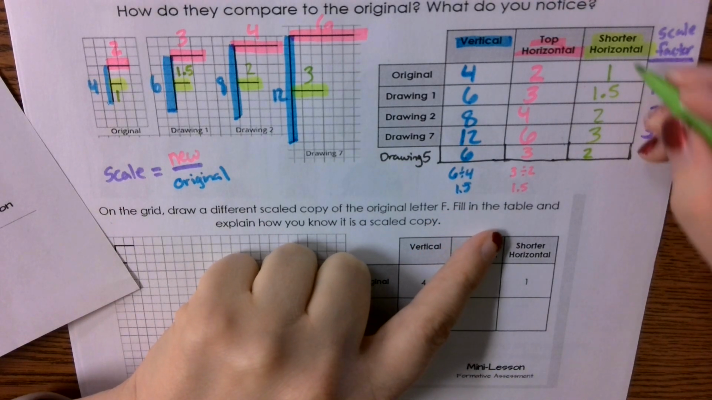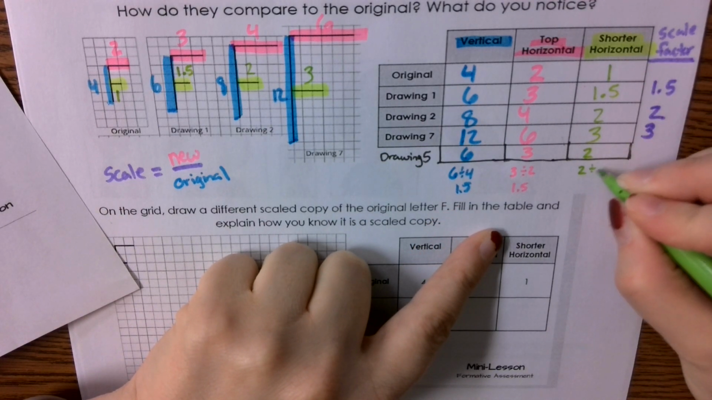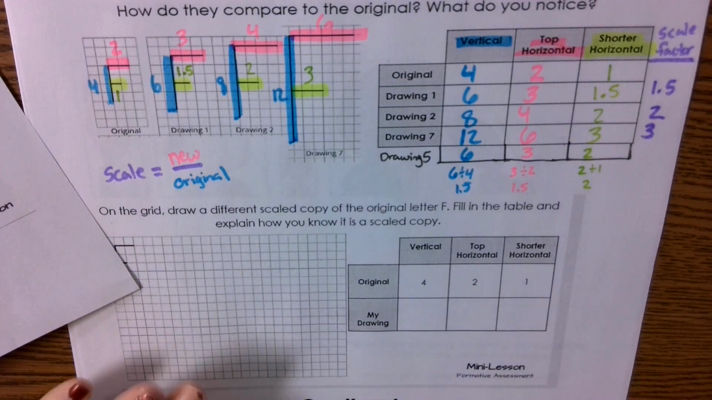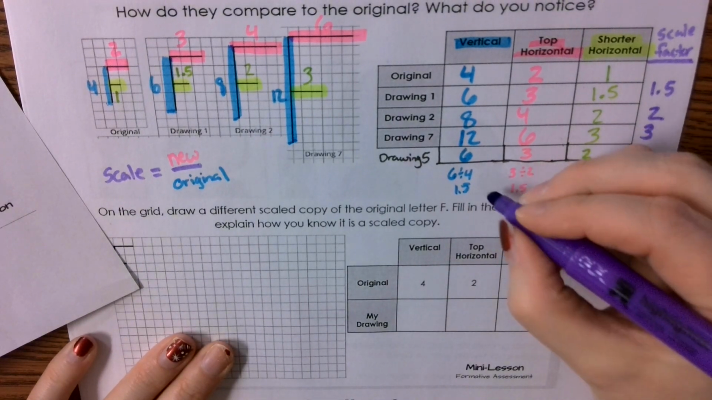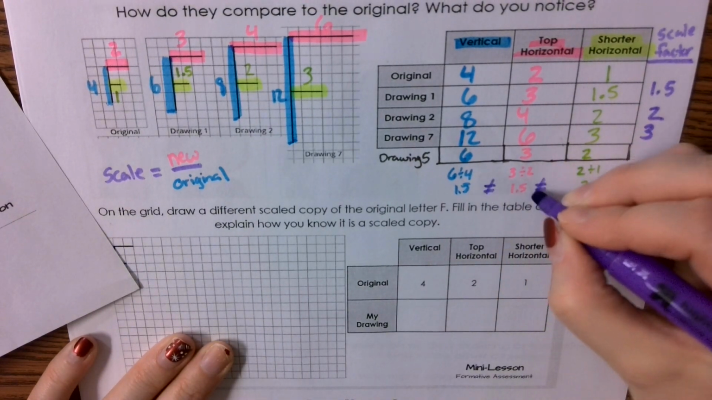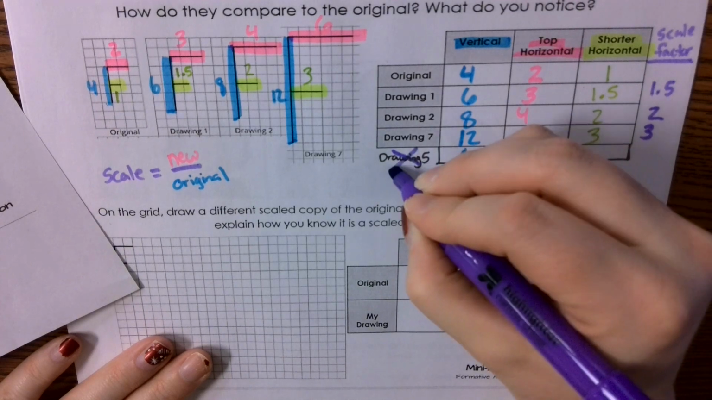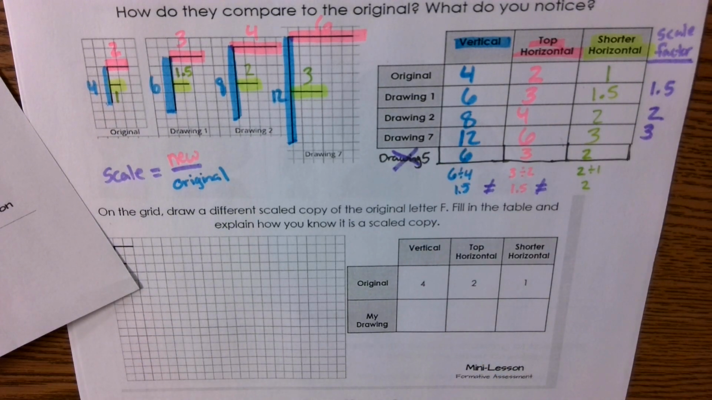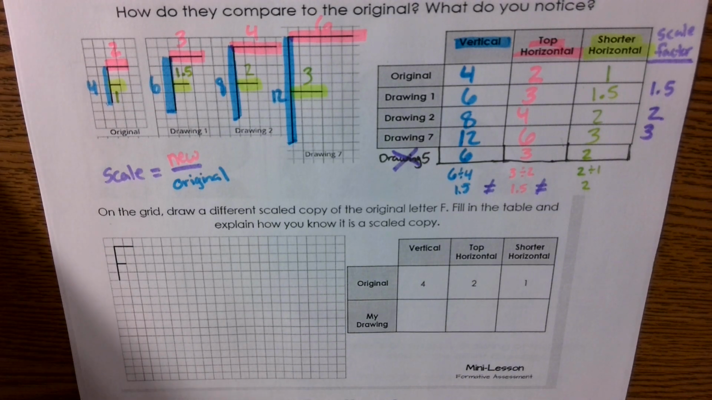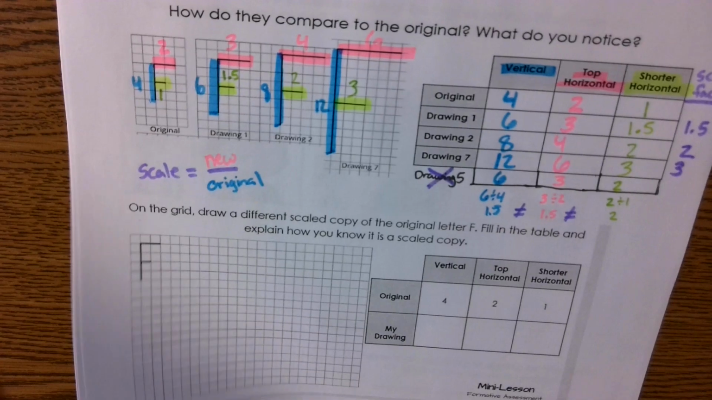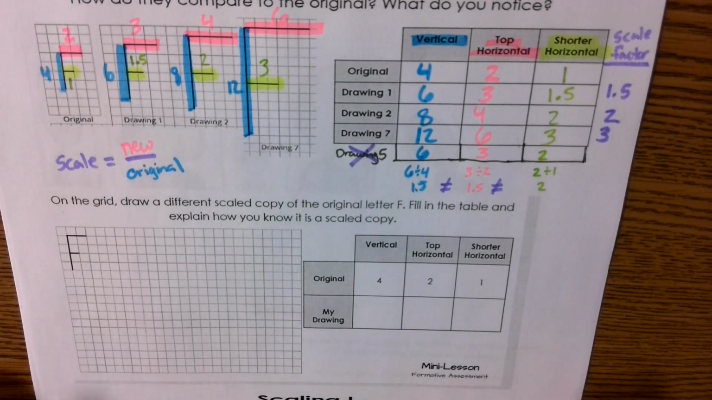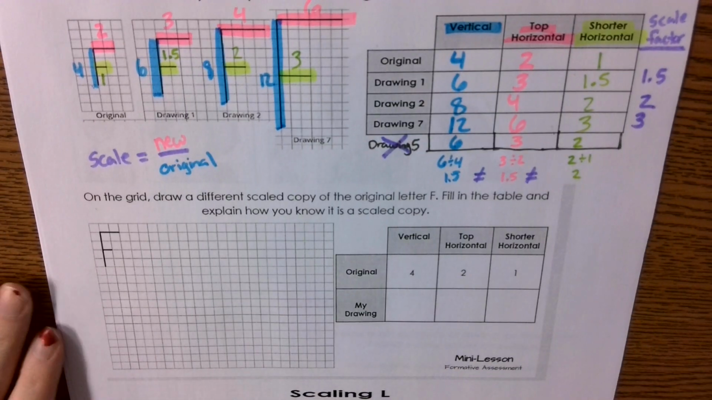But then when we get to the shorter horizontal, we do 2 divided by 1, that gives us 2. Those are not considered to be equal. Remember, proportionality means it all has to be equal. Those are not equal. Therefore, this is not considered to be a scaled copy. It looks close to it, right? It looked very, very close to being a scaled copy. But we can't always base things off of what they look like. You have to base it off of the actual numbers, okay?